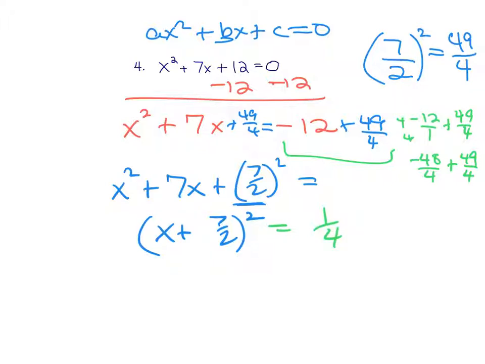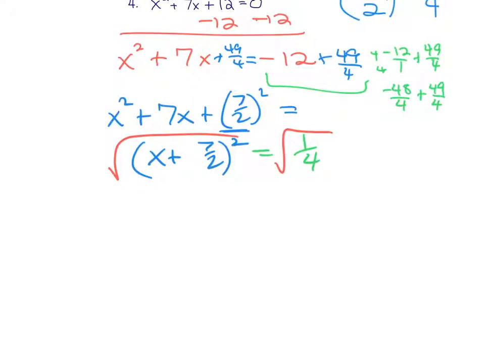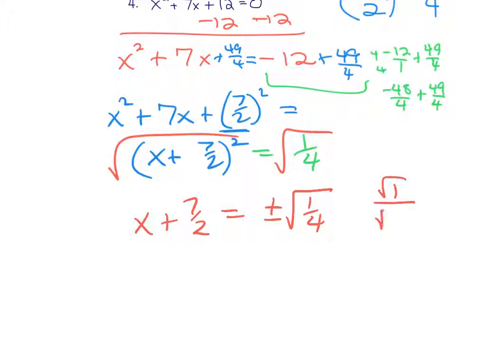Now I need to apply the square root method. So I would square root both sides, and I get x plus 7/2 is equal to plus or minus the square root of 1/4. Remember, we can apply the quotient property here, and what we could do is square root each one individually. Square root of 1 is 1, square root of 4 is 2. So now this becomes x plus 7 over 2 is equal to plus or minus 1/2.